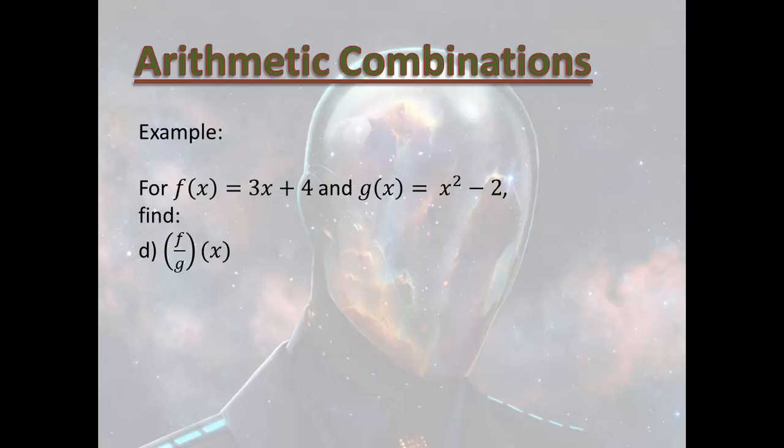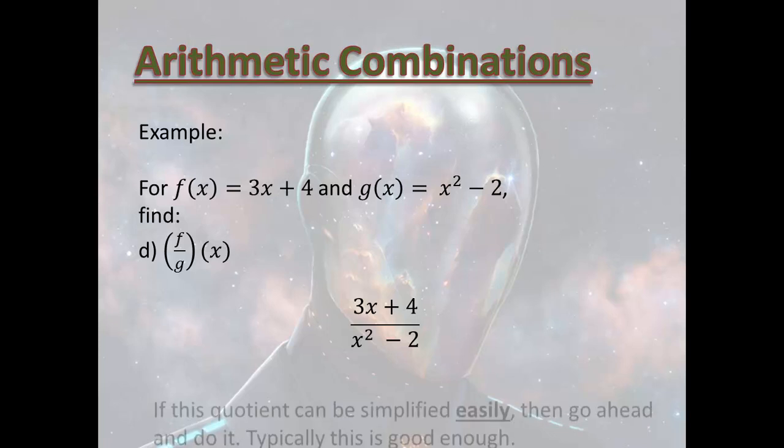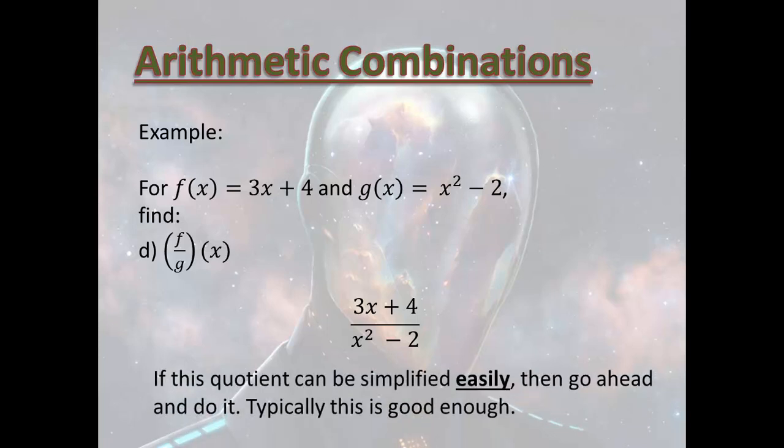F over g of x: 3x plus 4 over x squared minus 2. Is there anything I can do to simplify that anymore? No, not really. If the quotient can be simplified easily, then go ahead and do it. But typically that's good enough.